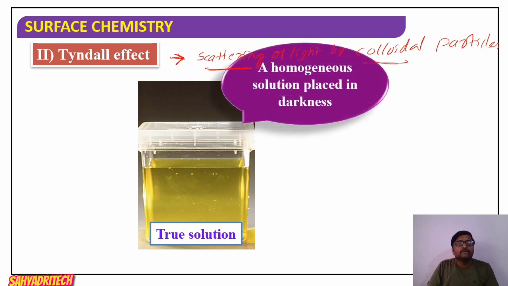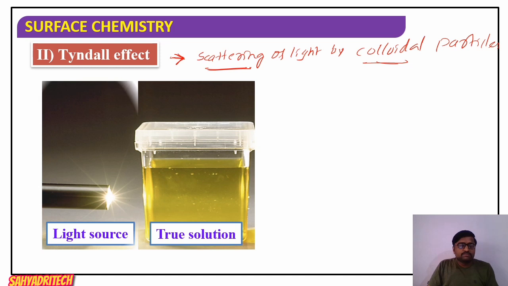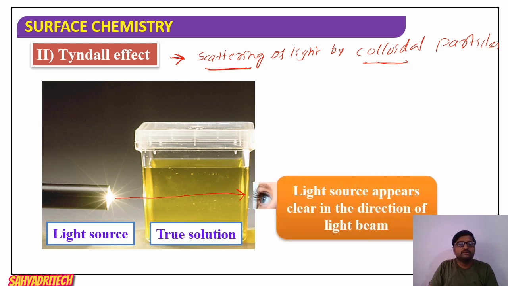Now say it is placed in a dark room, and whenever light from a light source is passed through true solutions, light radiations are allowed to pass through these true solutions. What we can analyze here is that the light source appears clear in the direction of a light beam.